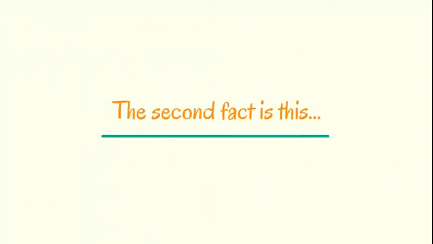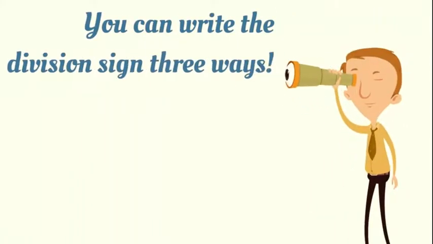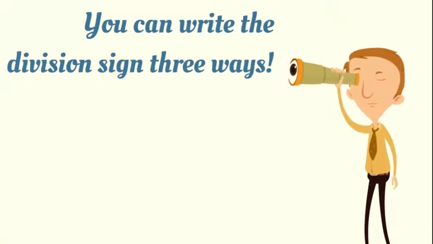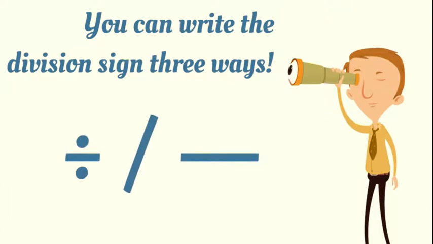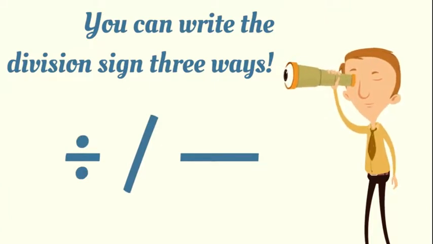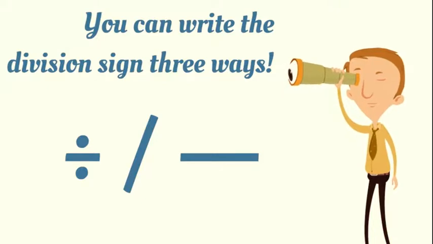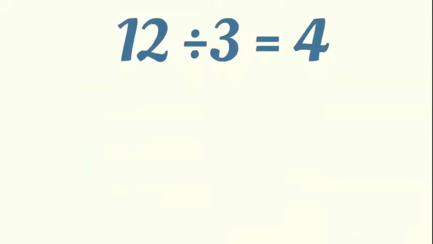The second fact is this. You can write the division sign 3 ways. Not just with that traditional division sign. You can write it like the division sign, or you can write a division problem with the slash, or with a horizontal line. For example, look at this. 12 divided by 3 equals 4. That's the original division sign, the one that you might see more regularly.